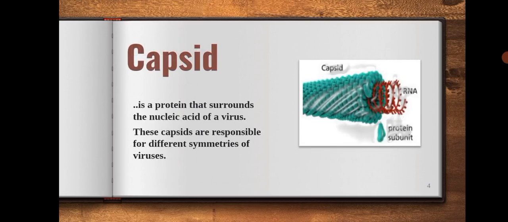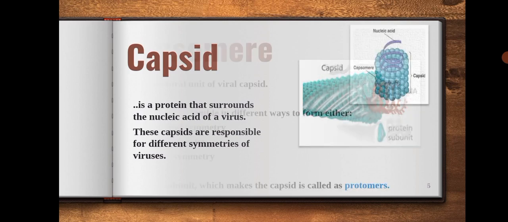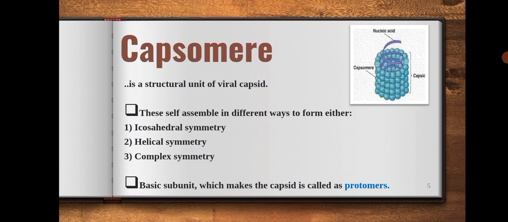Capsid is a protein that surrounds the nucleic acid of a virus. These capsids are responsible for different symmetries of viruses. Capsomere is a structural unit of a viral capsid. These self-assemble in different ways to form either icosahedral symmetry, helical symmetry, or complex symmetry. The basic subunit which makes the capsid is called a protomer.